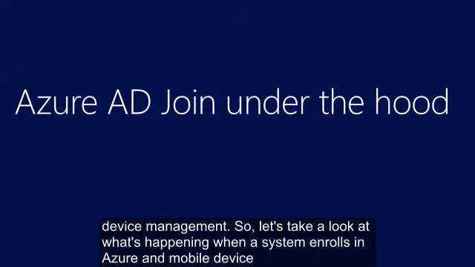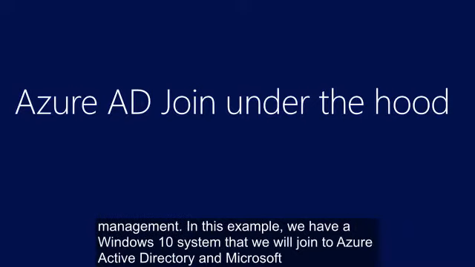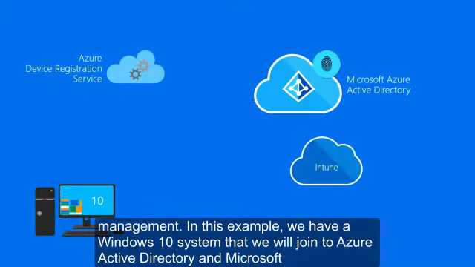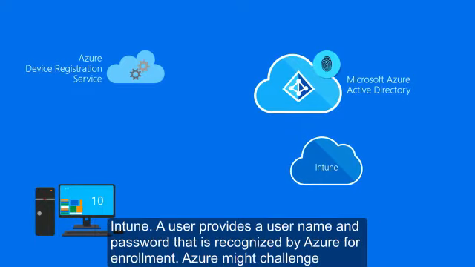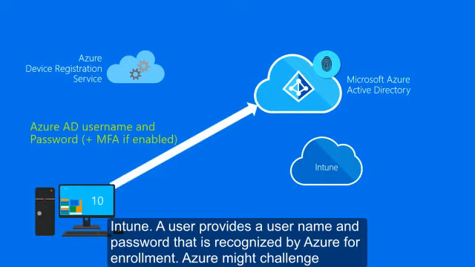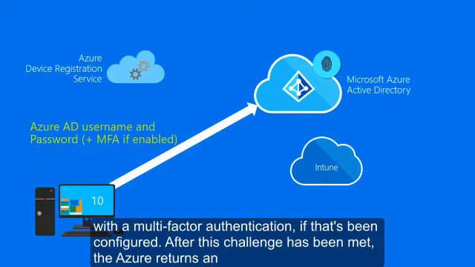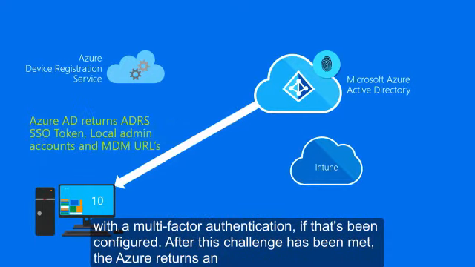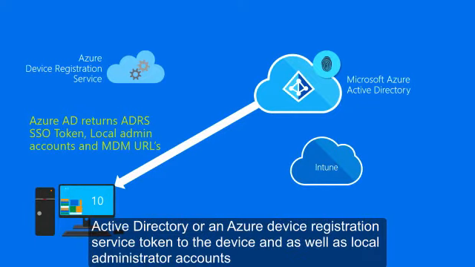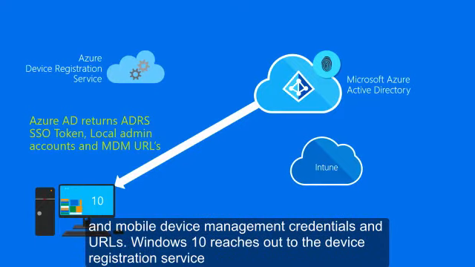So let's take a look at what's happening when a system enrolls in Azure and mobile device management. In this example, we have a Windows 10 system that we will join to Azure Active Directory and Microsoft Intune. A user provides the username and password that is recognized by Azure for enrollment. Azure might challenge with a multi-factor authentication if that's been configured. After this challenge has been met, Azure returns an Active Directory or an Azure Device Registration Service token to the device, as well as local administrator accounts and mobile device management credentials and URLs.